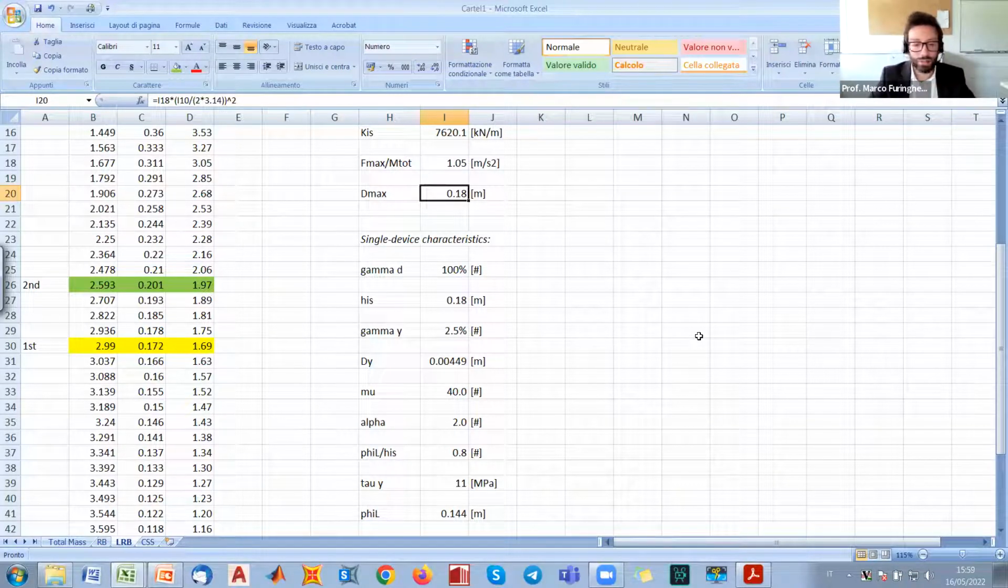Okay, so is there any question about this? Okay, so it's done for the definition of the case study structure. Tomorrow we will consider the definition of the seismic input in terms of ground motion time series, and then on Wednesday there will be the numerical laboratory.